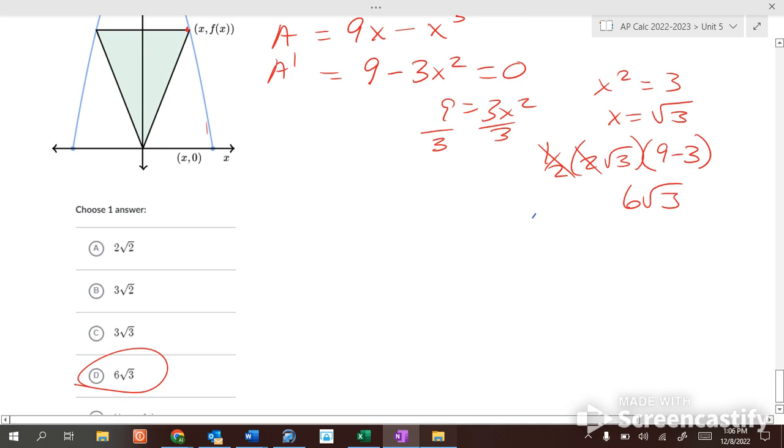Okay? That's optimization. I gave you most of the homework problems that you'll see. So you cheaters, I'm not going to call you cheaters.